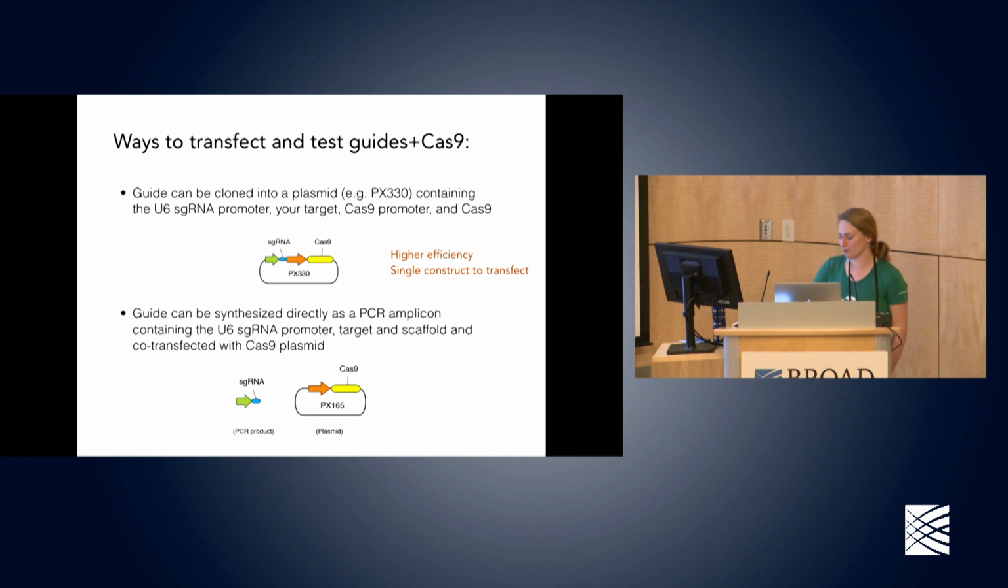However, if you're working with multiple guides, you can transfect them individually. So you can simply create a PCR product that has the promoter as well as your guide RNA, separate from a plasmid that simply has a promoter driving Cas9. Again, this is easier if you're working with multiple guides because all you have to do is create multiple different PCR products and mix them with your plasmid, instead of cloning each one individually in.